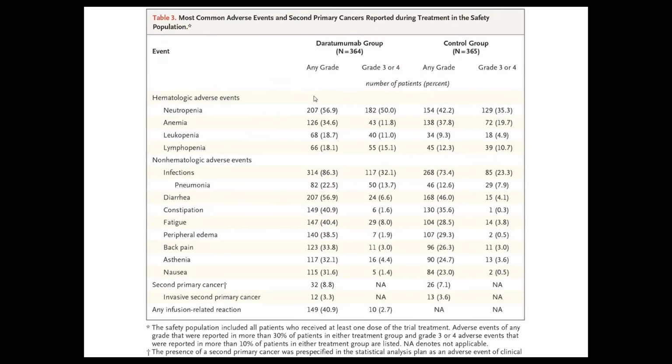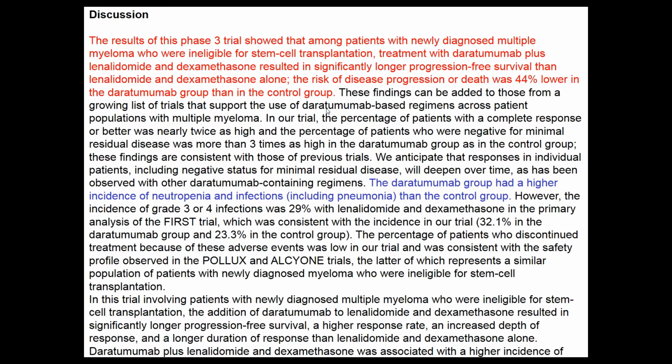But there are side effects that we can see here, shown in this table, and this group had a higher incidence of neutropenia. They also had more pneumonia, and that was statistically significant. So there are costs for inhibiting the plasma cells with the CD38 antibody. But on the whole, in this phase 3 trial, it looks like patients with newly diagnosed multiple myeloma who are ineligible for stem cell transplantation, that this antibody offers them a better perspective than the treatment with the two standard treatments alone.